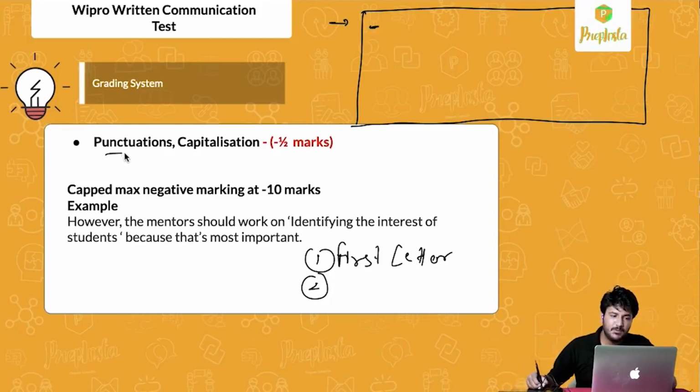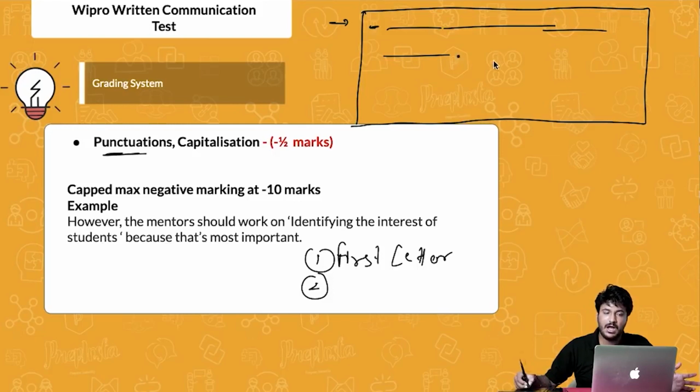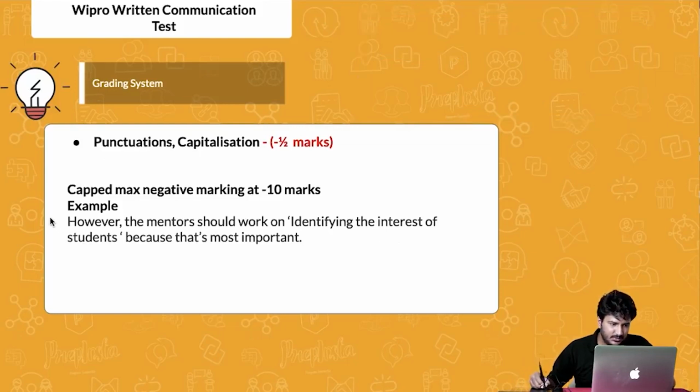Punctuation is very important, because not just the full stop, right? What people do is they will write the whole paragraph and then they will forget to put a full stop after it. Now half marks has been deducted, and not just that. So for example, let me give you an example here for this one. However, the mentor should work upon identifying the interest of the student because that is more important.